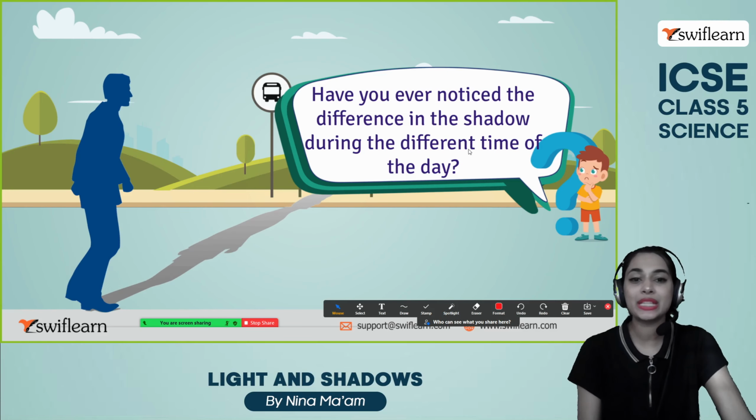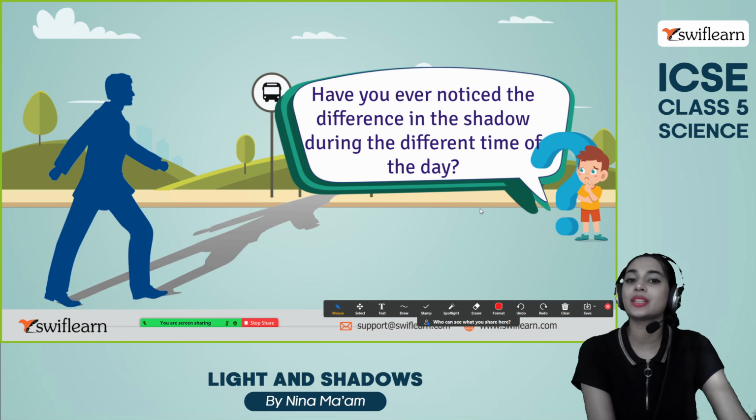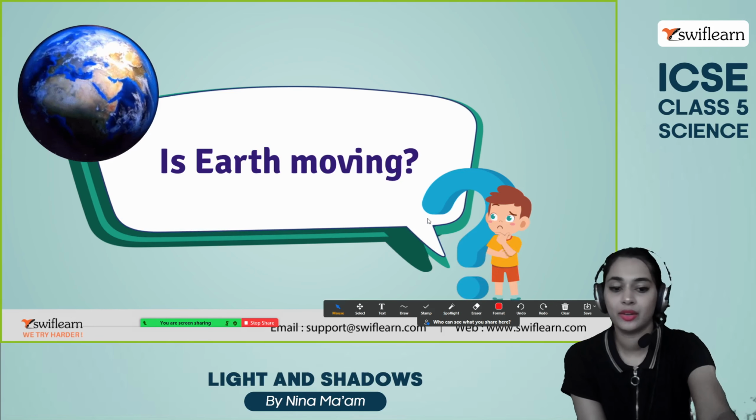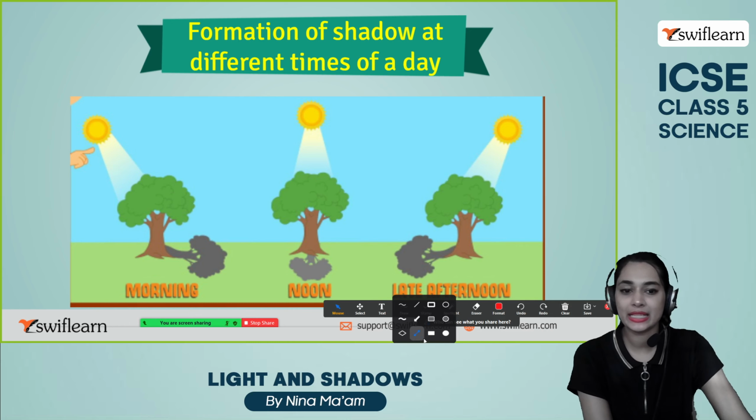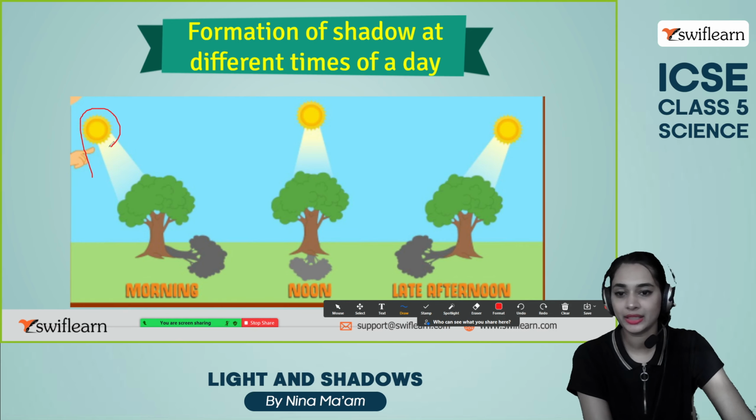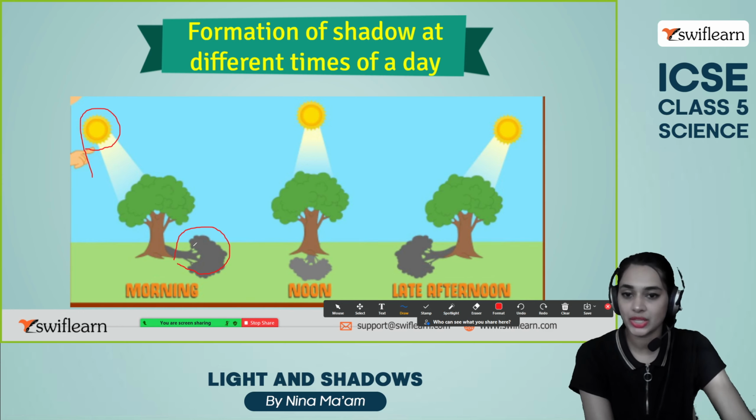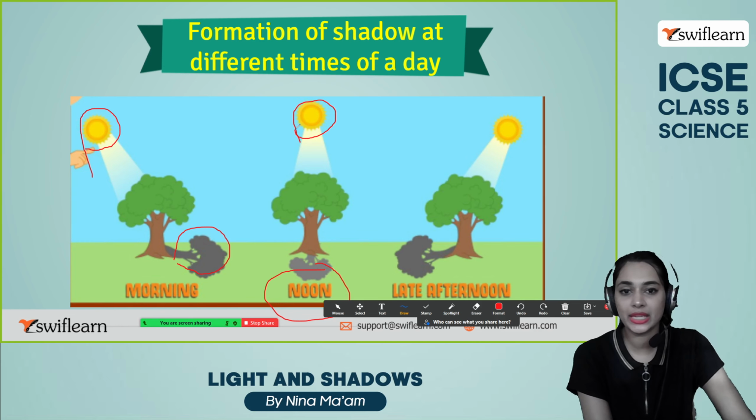So have you ever noticed the difference in shadow during different times of the day? Here, over here. So you can see that the sun is over here during morning time. That is why you can find the shadow of the tree in the opposite direction, so over here. But now during noon time, the sun will be just on top of the tree, so you can see the shadow over here. But during afternoon, during the sunset, you can find that the sun is in a different direction.